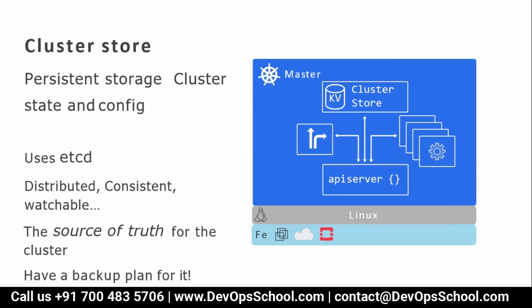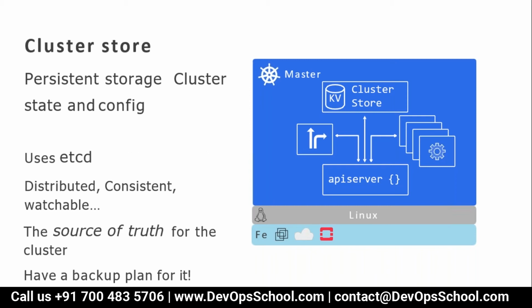Now, what is etcd? It's a distributed, consistent, watchable tool to store data in the form of keys and values. etcd is an open source product, freely available. You can check it out. Anything in Kubernetes that they want to store, they store in etcd. You can call it the etcd component, or you can call it the cluster store.